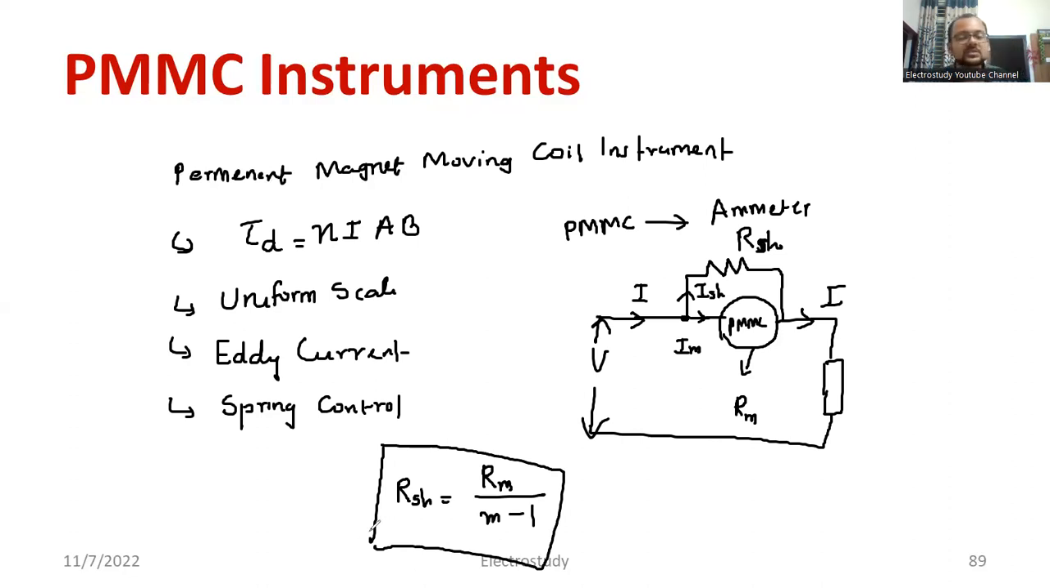So the value of resistance is very small. It is minute only. Also, what is M here? M is known as the multiplication factor. How to calculate the multiplication factor? It is nothing but I divided by IM. If you take the ratio of I and IM, you will get the multiplication factor. I think it's clear to all. This is the way how to calculate the unknown value of resistance.